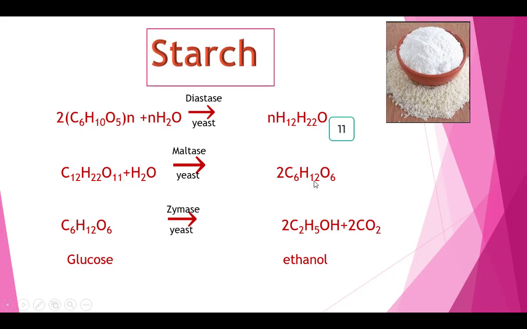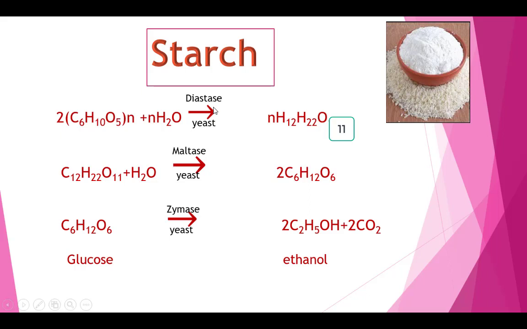C12H22O11 is converted into simple sugar units C6H12O6. Now these glucose molecules undergo again changes with the help of an enzyme zymase created by yeast into ethanol C2H5OH plus carbon dioxide. So starch can also be converted into ethanol within 3 steps, and 3 different enzymes are required for all these steps.